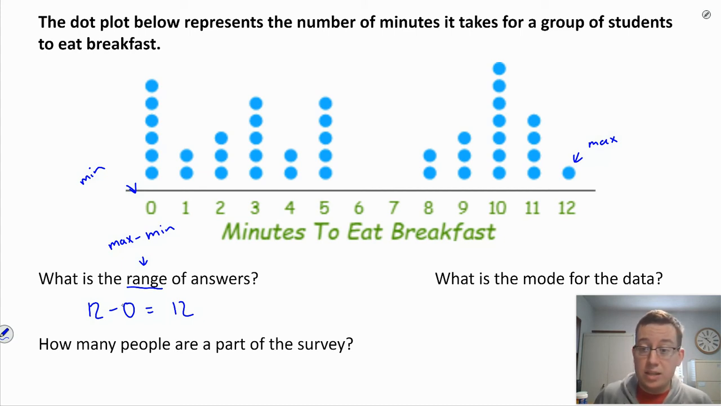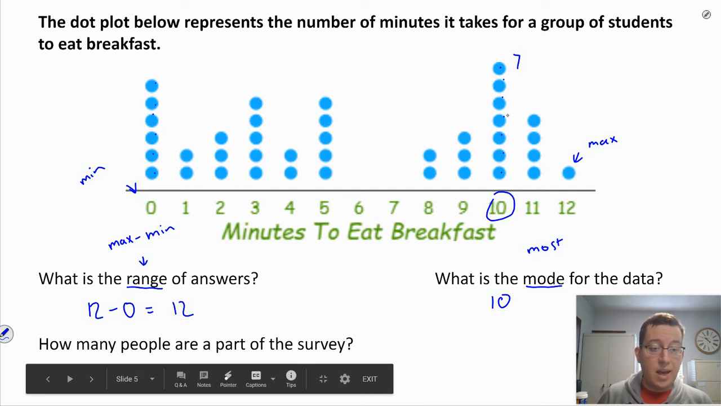So the next one, what is the mode? And I referenced this on the last slide. What is happening the most? Now from a dot plot, all you've got to do is find the tallest one. And it looks like this one is the tallest. So I have 1, 2, 3, 4, 5, 6, 7 people who took 10 minutes. Let's check this one. It looks kind of close. 1, 2, 3, 4, 5, 6. Okay, so I know the mode here is 10 because it happens the most. I have 7 people with that response.